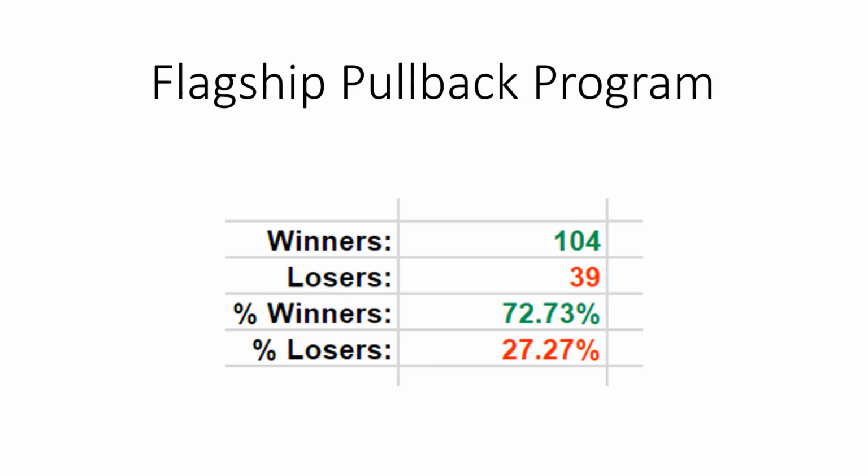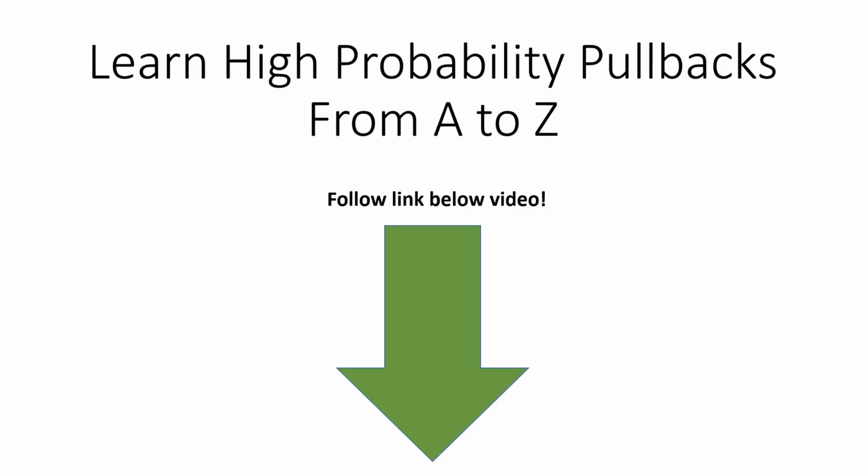These are real stats from our flagship pullback program at WealthPress. And you can see here, out of about 143 trades, we've had a 72.73% win rate. That means out of 143 trades, we've won more than 72.73% of the time. And that's very accurate.